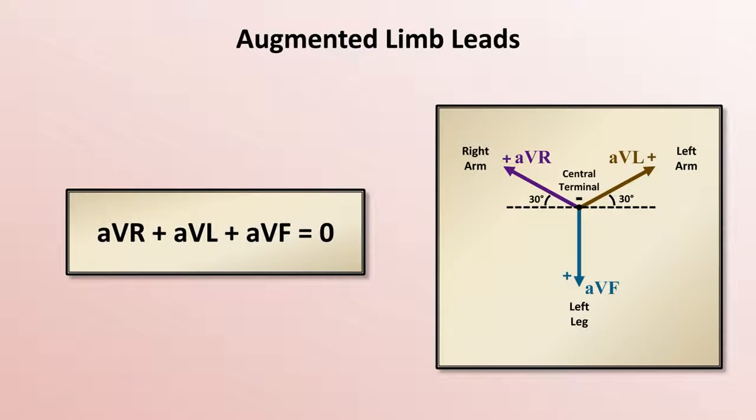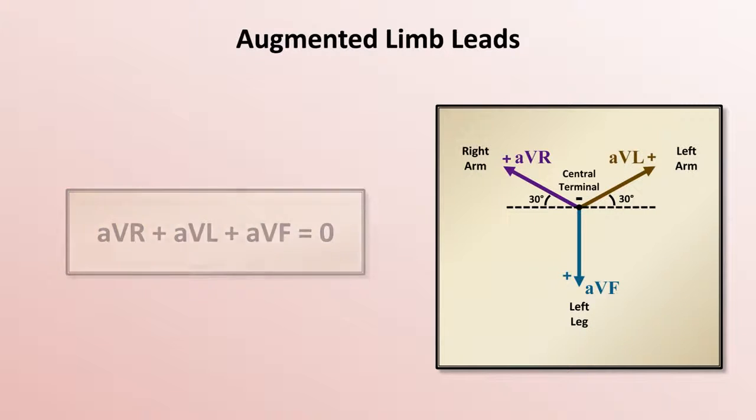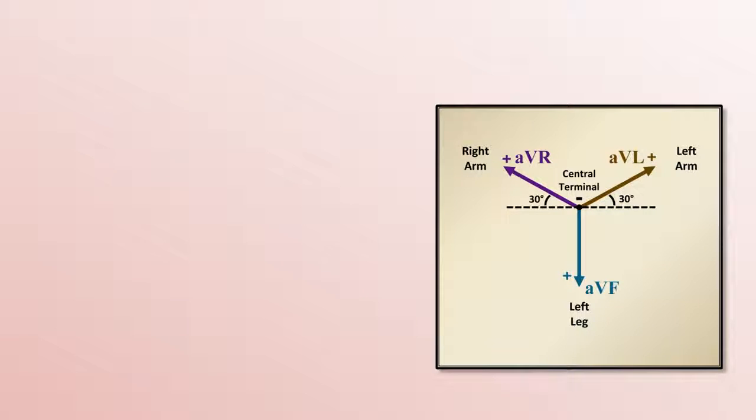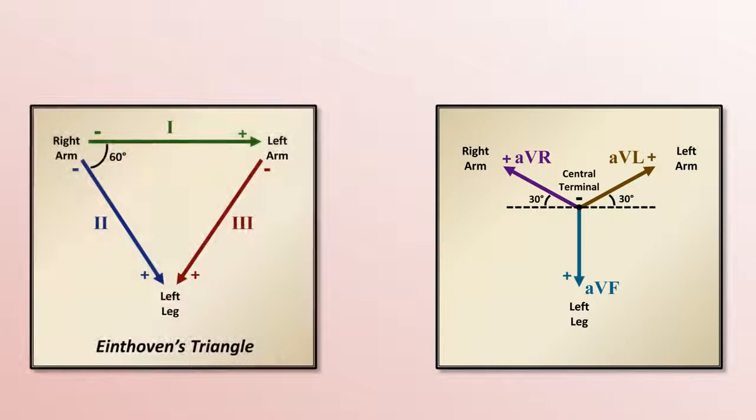AVR plus AVL plus AVF equals 0. That is, at any given point in time, the voltages as measured by the three augmented limb leads must cancel each other out. We can now combine the augmented limb leads and the standard limb leads into a unified reference system known as the hexaxial system.